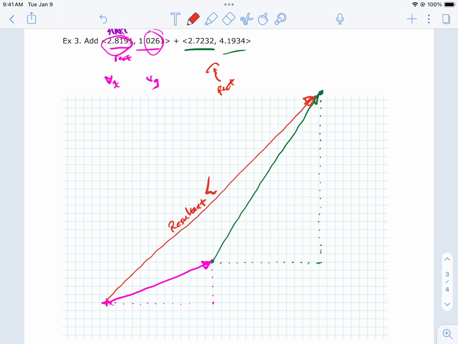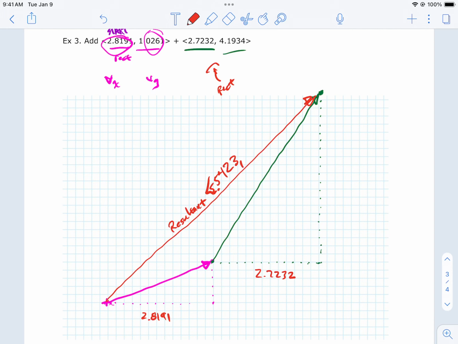So in rectangular form, see if you believe me. This was a 2.8191. And this was a 2.7232. All we really got to do is add those two numbers together, which I didn't do. So anyway, 2 and 1 is a 3. Yep. 3 and 9 is a 12. Carry the 1. So 2, 3, and a 1 is a 4. Cool. 7 and 8 is a 15. Carry 1, 2, 4, 5.